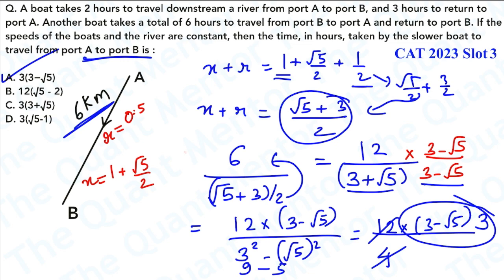Right? There are many other methods where people make quadratic equations. Some other methods where we can eliminate two options, but then again we have to deal with two options anyway. So I prefer the best way is to solve the question and get the answer like this. It's a slightly difficult question on the difficult side. The answer is option A, 3 into 3 minus root 5.